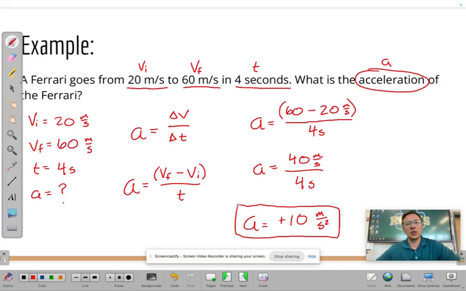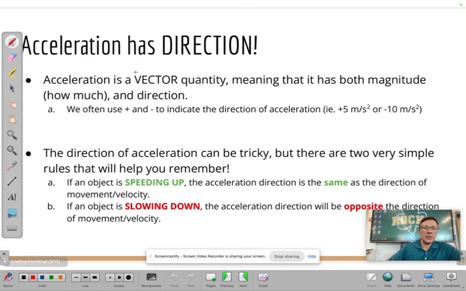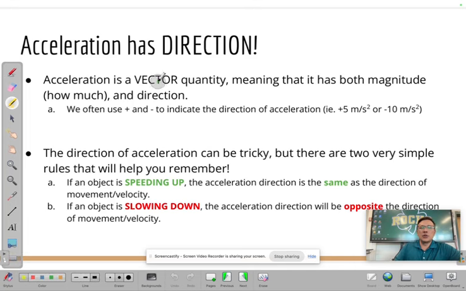If the object's moving in the positive direction, positive, and if it's moving in the negative direction, negative. Let's go ahead and move on. So to elaborate on this, acceleration does have direction, very key. And acceleration is a vector quantity. So vectors have both magnitude and direction.